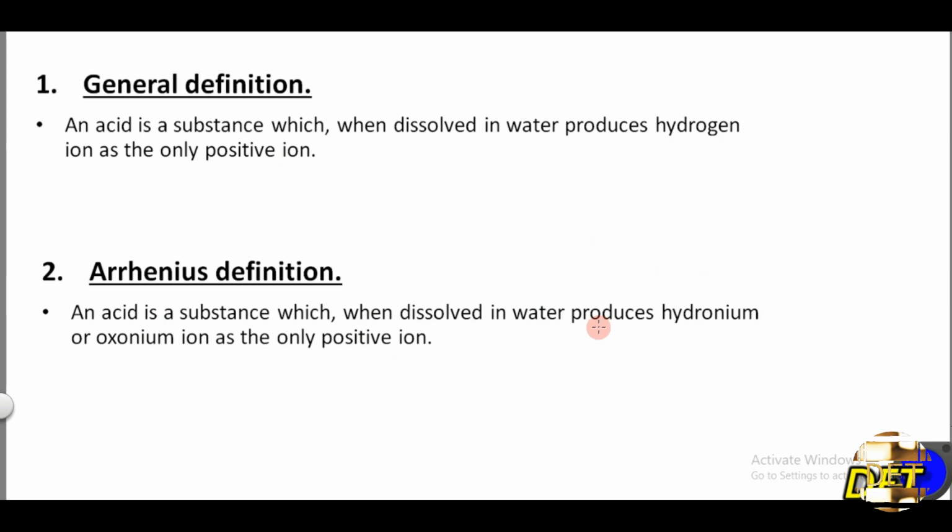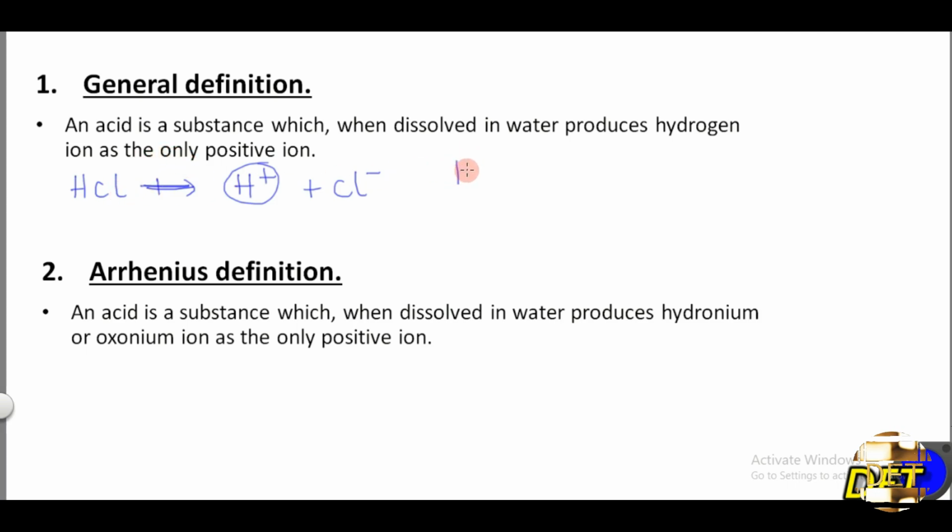To take us further, let's look at the different definitions of an acid. The first definition we're going to look at is the general definition of an acid. The general definition defines an acid as a substance which, when dissolved in water, produces hydrogen ion as the only positive ion. For example, when HCl, hydrochloric acid, dissolves in water, it ionizes to form hydrogen ion and chloride ion. The hydrogen ion is the only positive ion, so that makes it an acid.